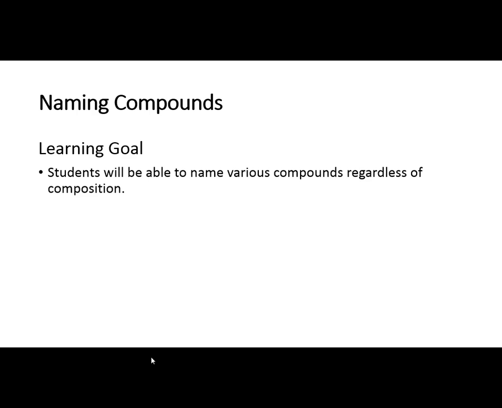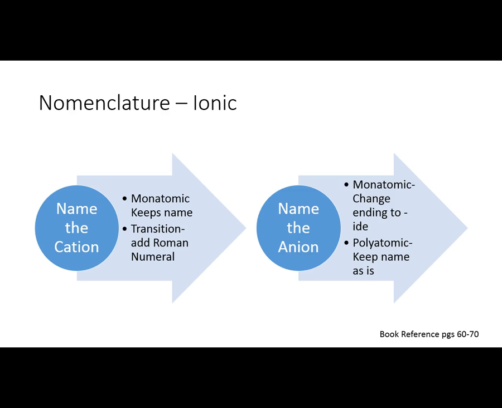Your learning goal for this video is students will be able to name various compounds regardless of their composition. So we don't want you to just focus on ionic, on covalent, or on acids. We need to be able to do this for any compound that we come across. So let's jump right into it. Starting off with our nomenclature for ionic compounds.